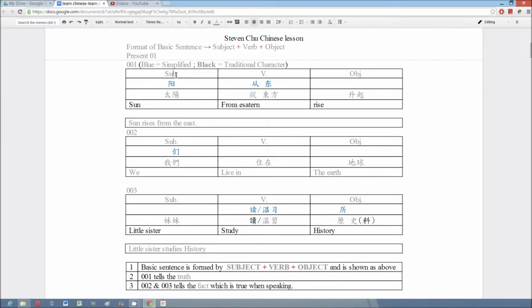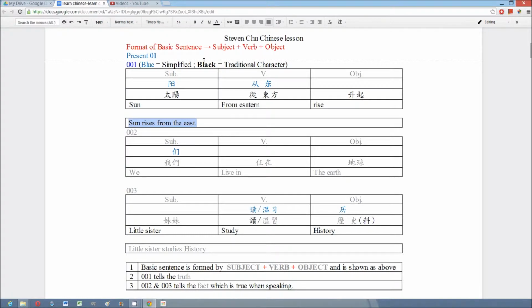Now we learn the format of basic sentence and the simple present tense. The format of the basic sentence is the subject plus verb and object. Okay, we go to the example number 1. When you see the words in blue colors, they are the simplified characters, and the black ones are the traditional characters. Now the example: 太阳从东方升起.